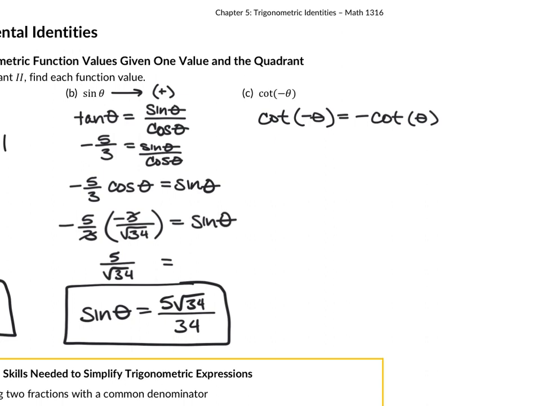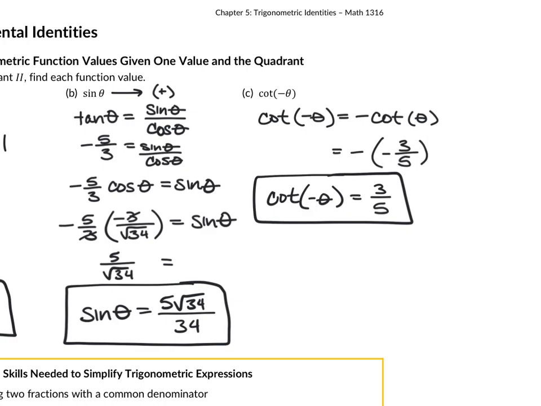Okay, well, if we fill in some things we know that cotangent is the reciprocal of tangent. And since our tangent was negative 5/3, we can just use the reciprocal of that value for cotangent. Since negative divided by negative is positive, we then have that the cotangent of negative theta should be equal to positive 3/5.